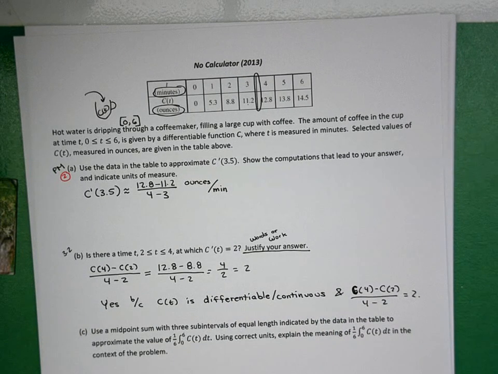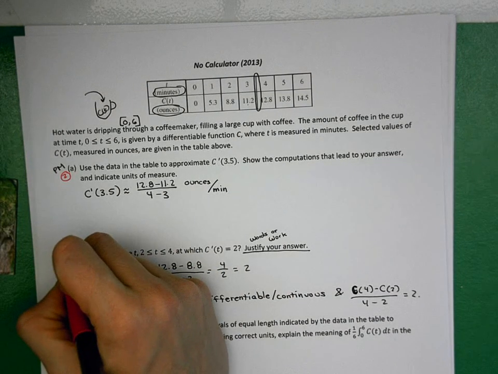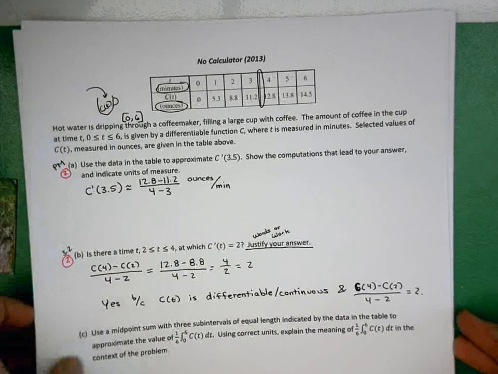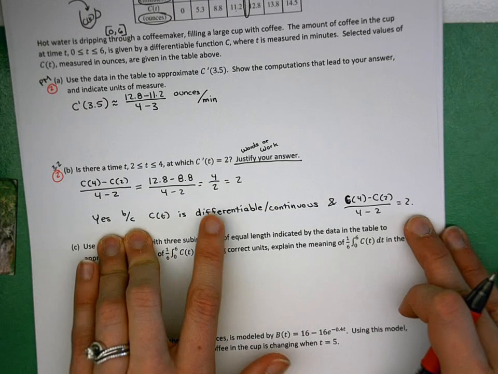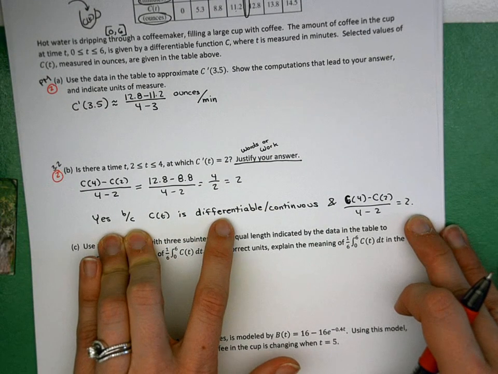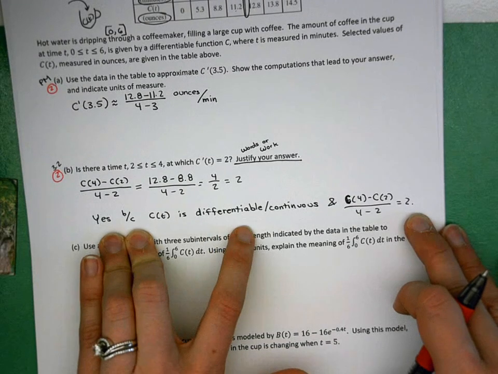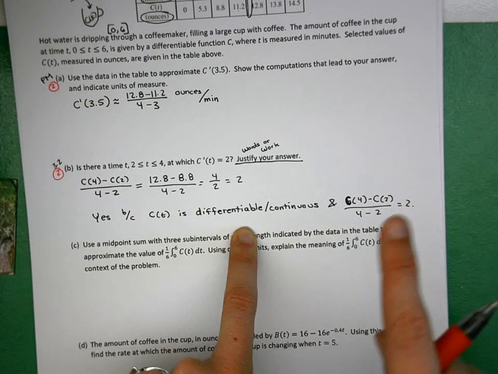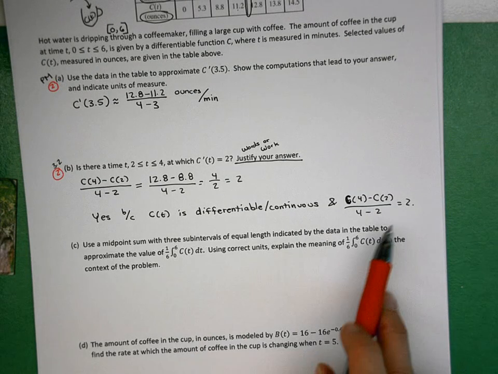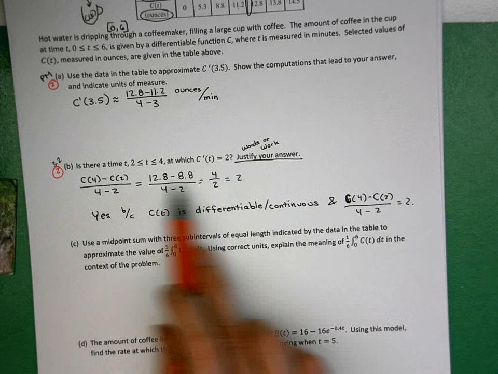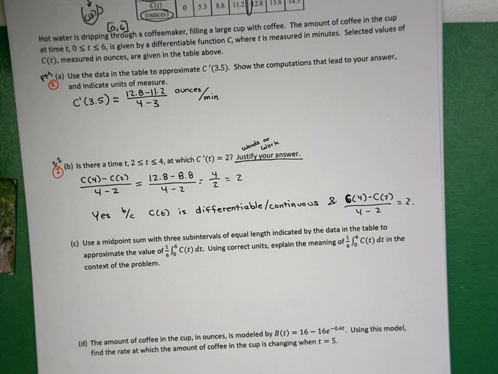Okay, this one was worth 2 points. 1 point came from your articulation of your answer, which means yes, you did need to have this differentiable and continuous. That's part of MVT. And then your f of b minus f of a piece. The second point came from simply finding that location, so testing your values until you find which one gives me, in this case, a slope of 2.